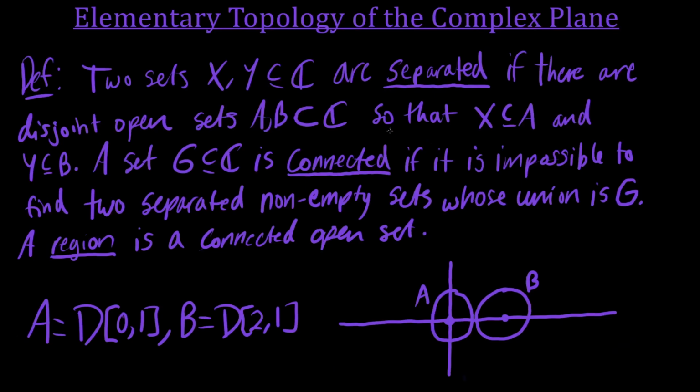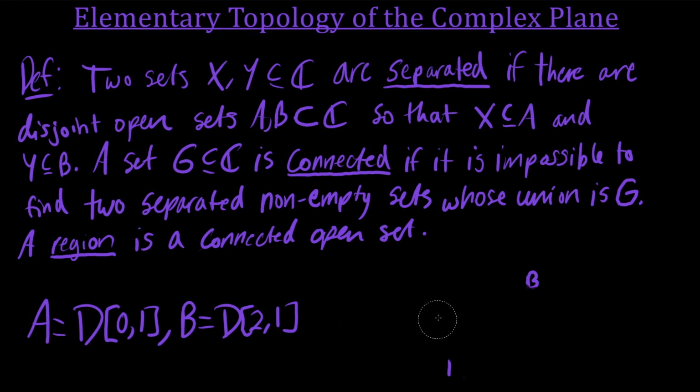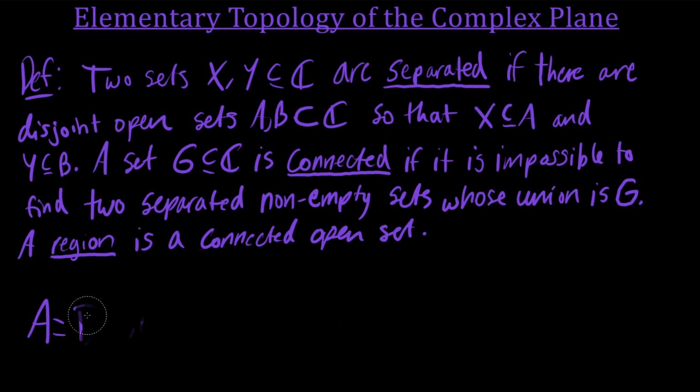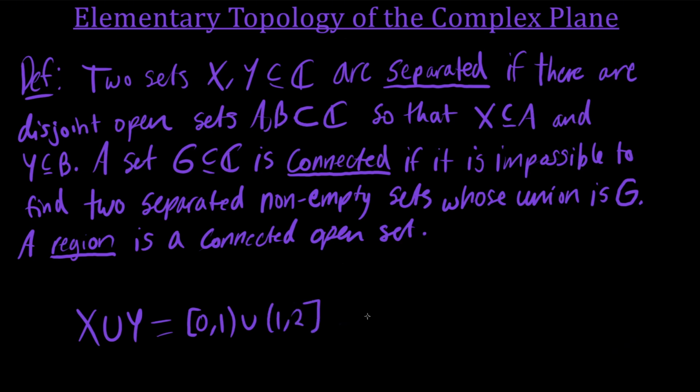Okay, so let's continue with this example. The next question I want to ask is, is the set X union Y connected? And so let's actually write out this set. So X union Y is equal to the union of the interval from 0 to 1 excluding 1 and the interval from 1 to 2 excluding 1. And so this is going to be equal to the interval from 0 to 2 minus the set containing 1. So this is the set that we want to determine whether or not it's connected.